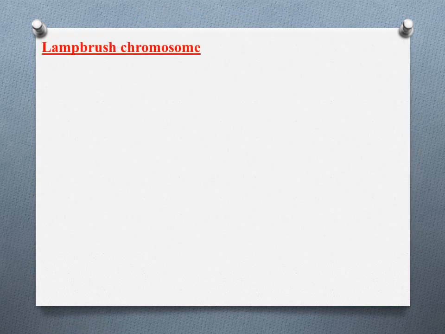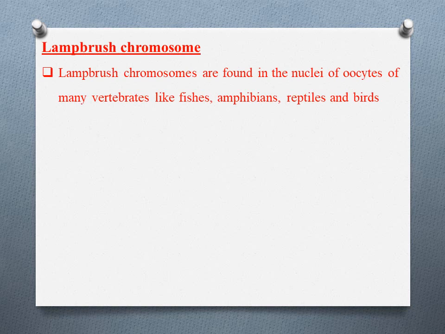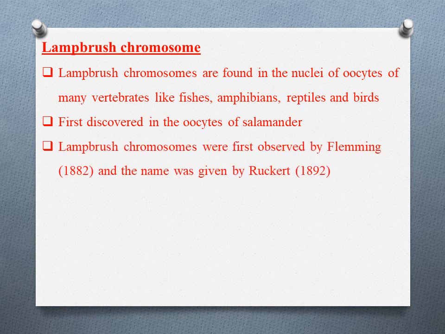Next is the lampbrush chromosome. The lampbrush chromosomes are found in the nuclei of oocytes of many vertebrates like fishes, amphibians, reptiles, and birds. It was first discovered in the oocytes of salamander. The lampbrush chromosome was first observed by Flemming in 1882, and the name was given by Rückert in 1892. It is named lampbrush because it resembles the brush which is used for cleaning the lamp.